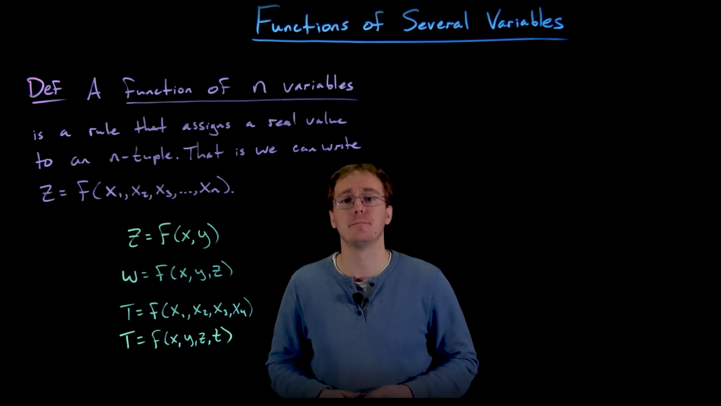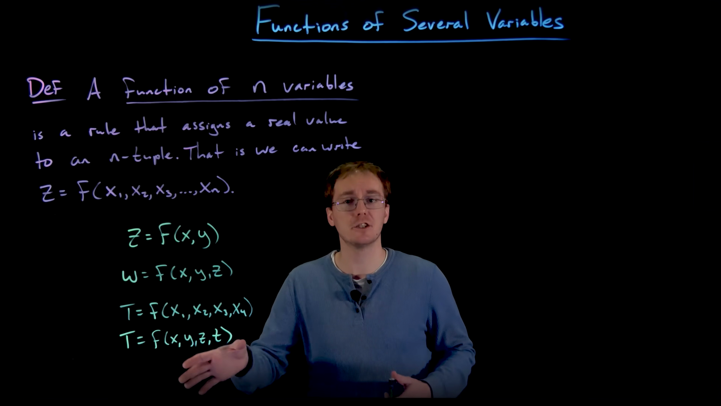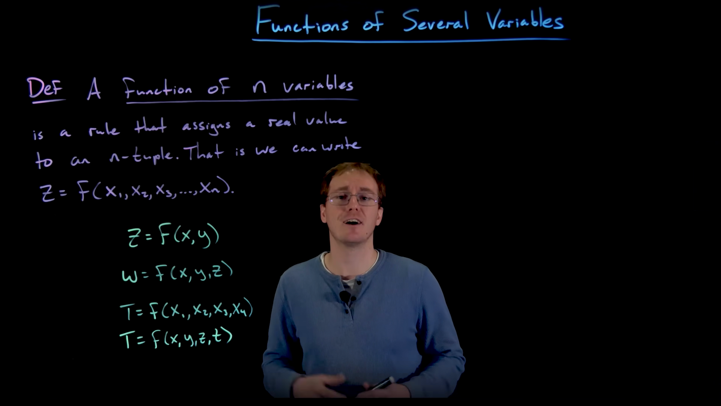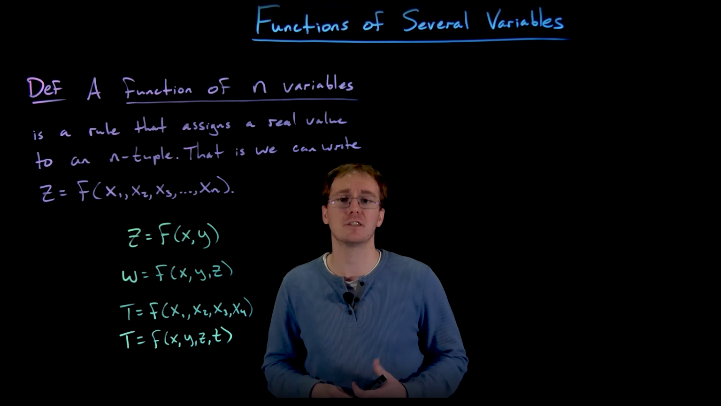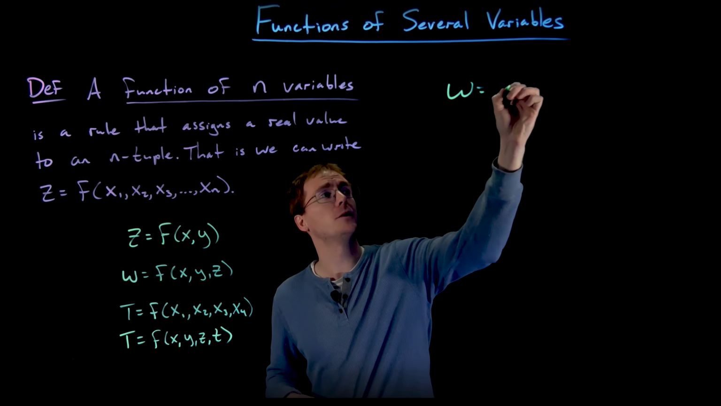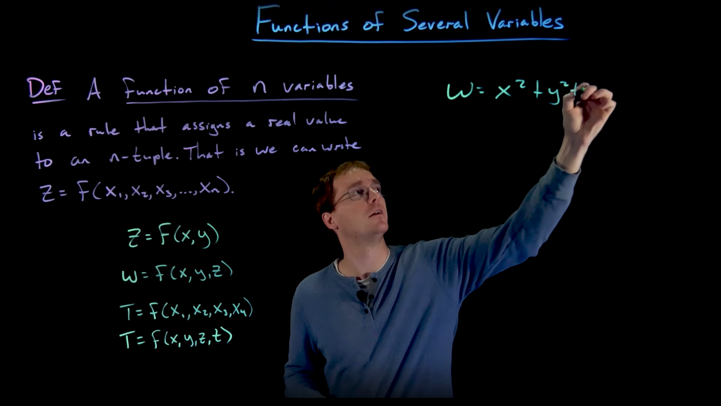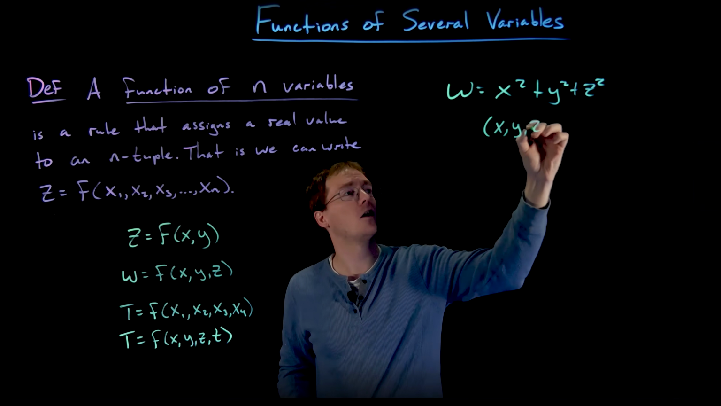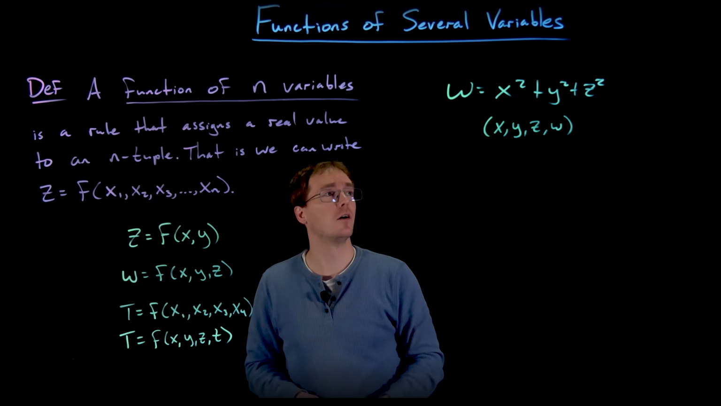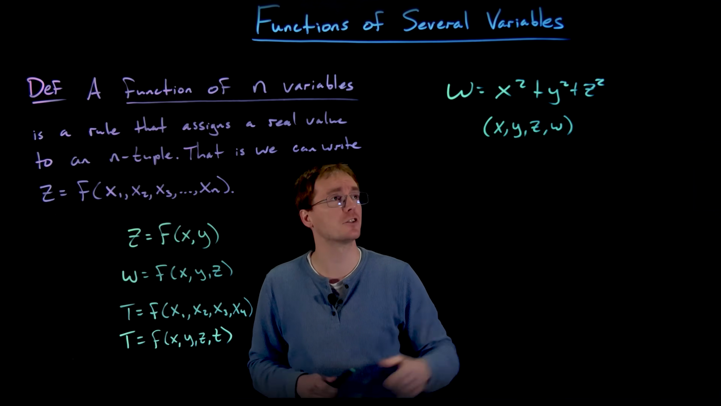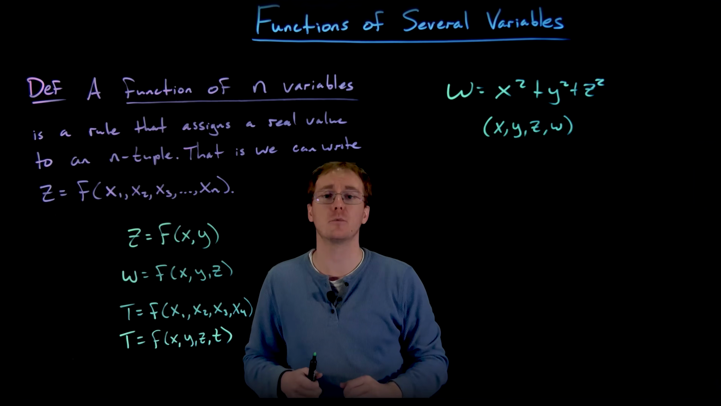But the real point of this discussion is the notation for these higher variable functions. We also want to get across that it's not always easy to visualize these higher dimensional functions. In fact, sometimes it's impossible. For example, if we had a function like w equals x squared plus y squared plus z squared, then a point satisfying this equation is going to be x, y, z, w. That point would have four coordinates, and that would require a four-dimensional space to graph. We're limited to three-dimensional space when it comes to graphing, so there's no way to graph the actual function that we have written down here.